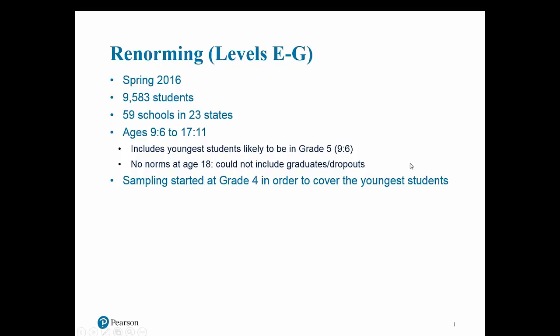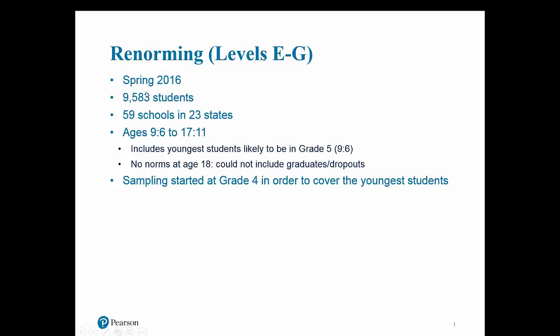Now let me just shift to the levels E through G. As Carrie mentioned, what we did here was a renorming of the NNAT content. We did this in the spring of this year with almost 10,000 students, in this case from 23 states. And the age range here started at 9 years, 6 months. And since levels E through G are given at grades 5 and above, age 9 is quite a young age. You would find very few 9-year-olds in grade 5, but you do find some. So in order to cover the norms for age 9.5, we started the sampling at grade 4.